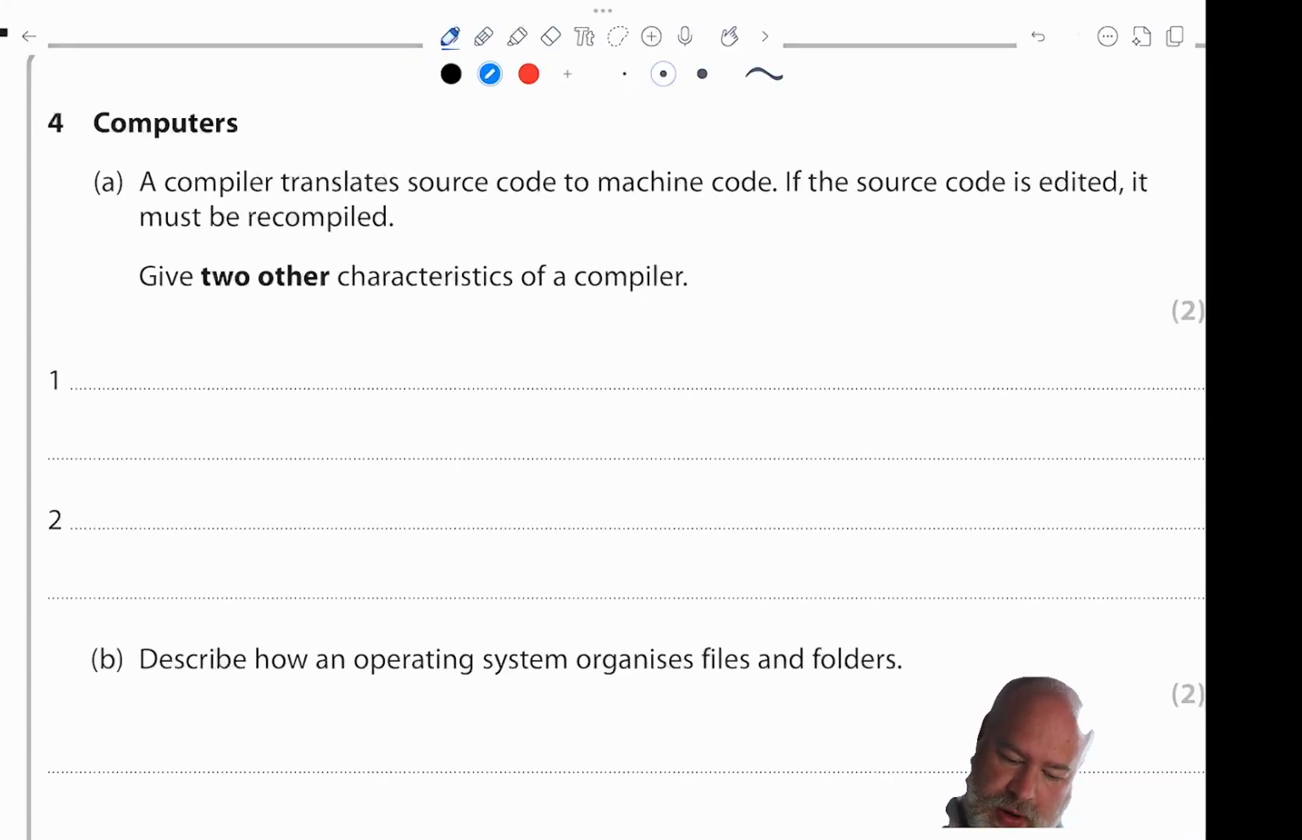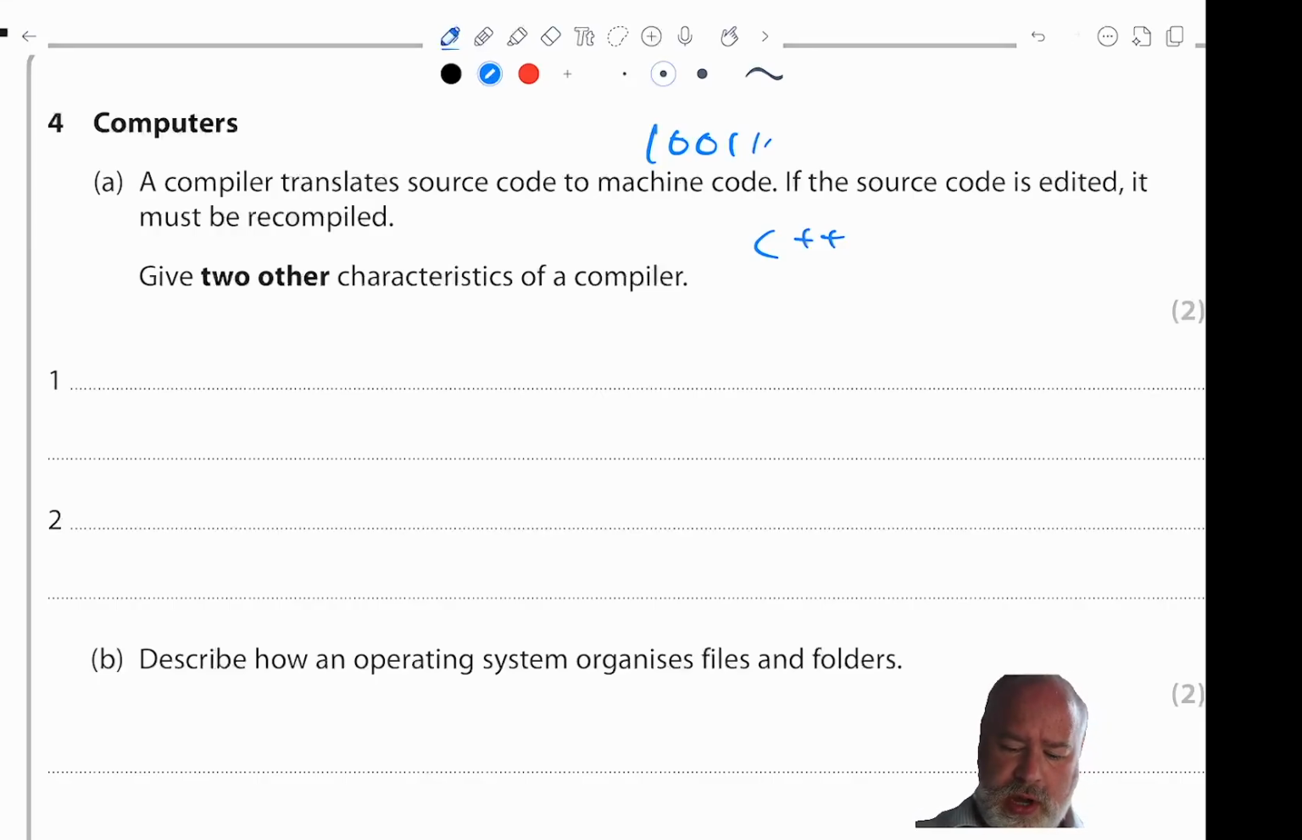Okay, let's have a look. A compiler translates source code to machine code, which are just binary zeros and ones in a specific manufacturing orientation, HP or Apple. If the source code is edited, it must be recompiled. 2 other characteristics of a compiler. So you create the program. This could be in something like C++, which is a compiled language.